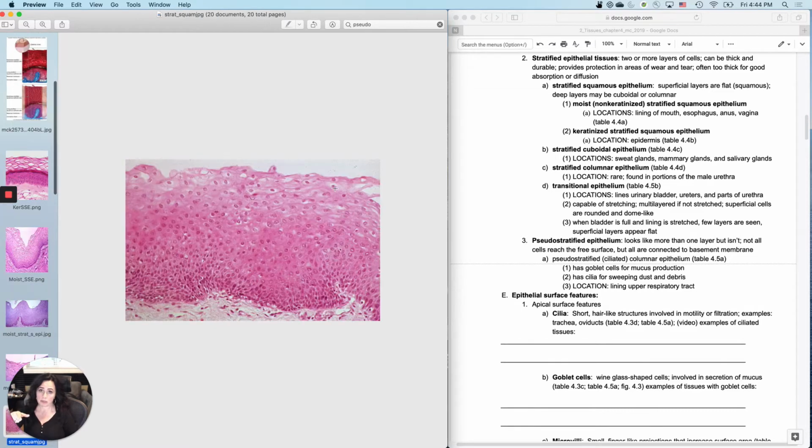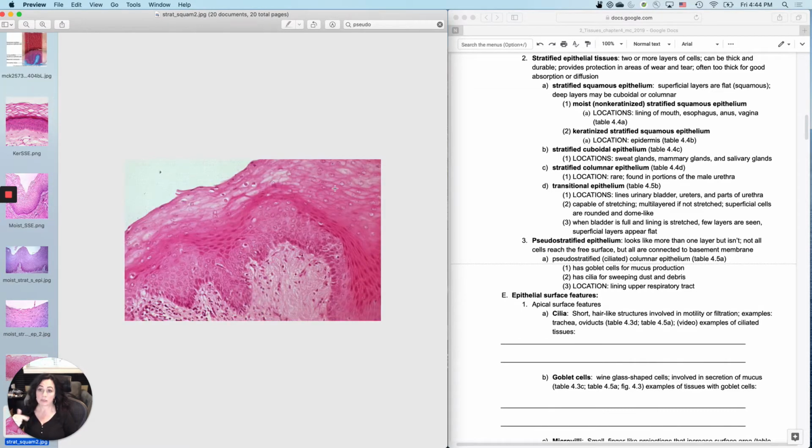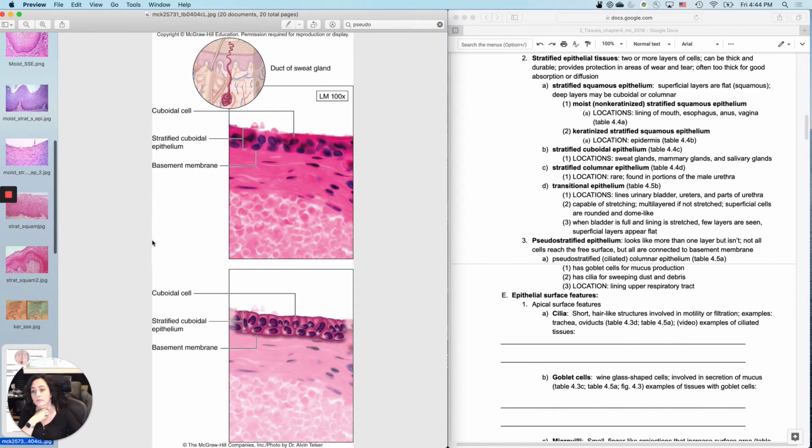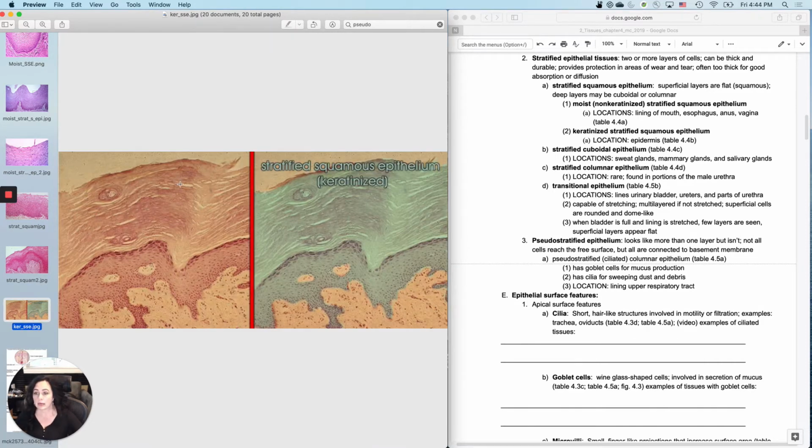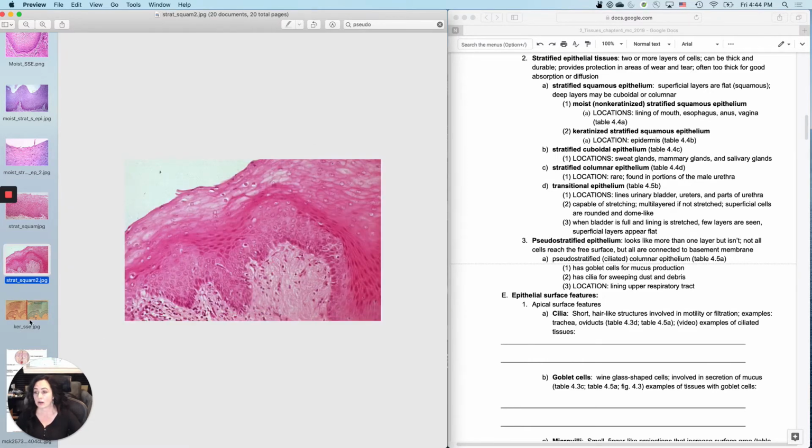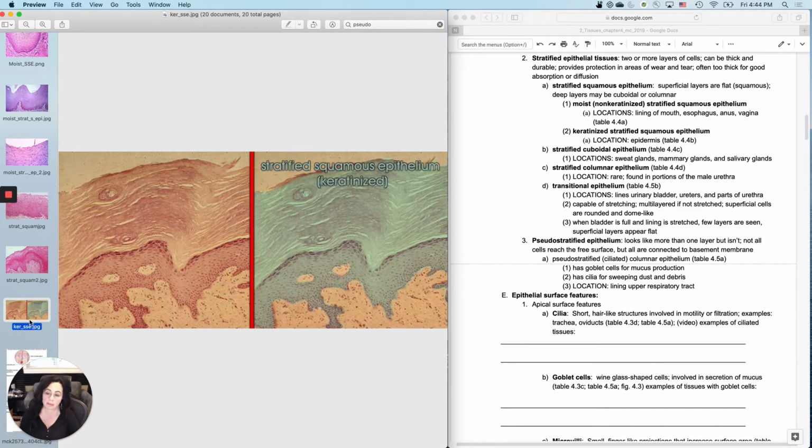So this is a moist stratified squamous. This is a moist stratified squamous. This is moist as well, nuclei all the way up to the top. And then this one right here, I've got nuclei all the way up to here, and then a bunch of dead stuff. So this is a keratinized, stratified squamous epithelium.